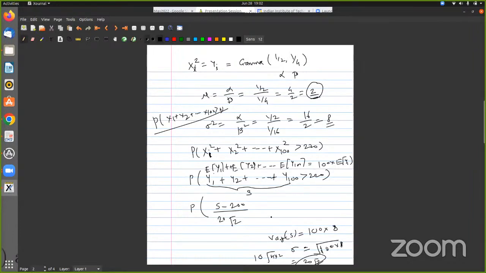This step is okay? Yes, sir. Everyone, if you have a doubt, just let me know at that point itself, so it will be okay. Now whatever we have done on this left side, we have to do the same thing on the right side. What was there on the right side? It was 220. Now 220 minus 200 divided by 20 root 2.